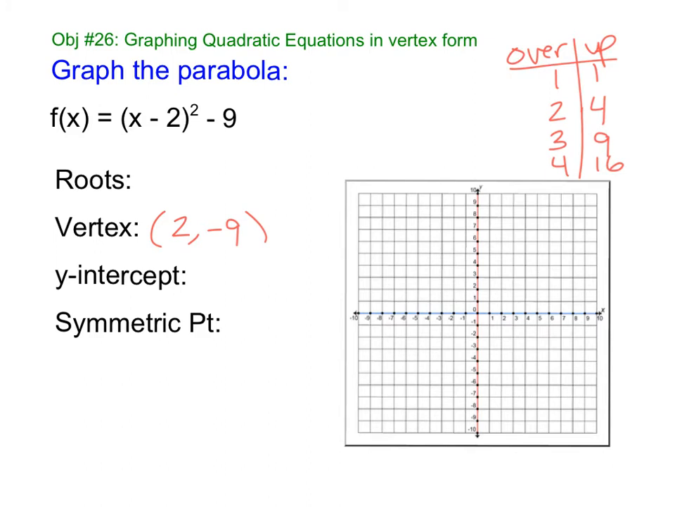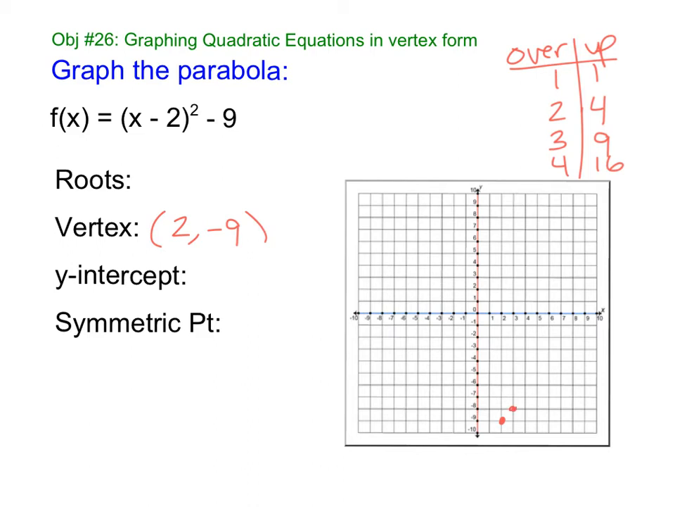So we're going to start by plotting our vertex. 2, -9. So over 2, down, now, so I'm right here. And then what we're going to do is we're just going to go over 1, up 1, put a dot. Over 1, up 1, put a dot.